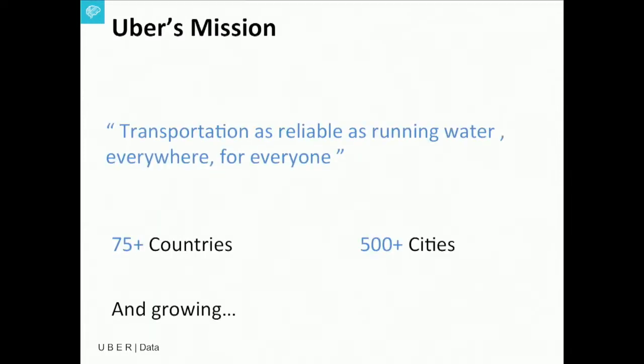Uber's mission is very simple: make transportation as reliable as running water, everywhere, for everyone. We are right now in 75 plus countries and 500 plus cities, and we are growing as we speak.